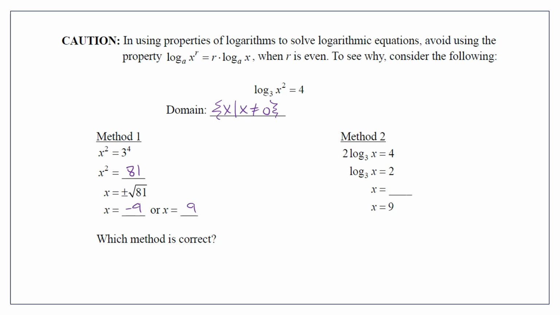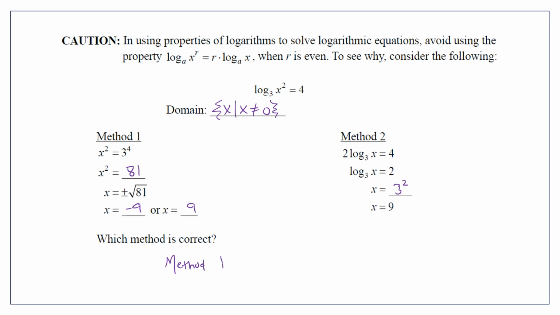For method 2, we could move the power 2 to the front, giving us 2 times log base 3 of x equals 4. This will allow us to solve for x by first dividing both sides by 2, which will give us log base 3 of x equals 2, where x is going to then equal 3 squared, which then x equals 9. Okay, so which method then is correct? It would be method number 1.